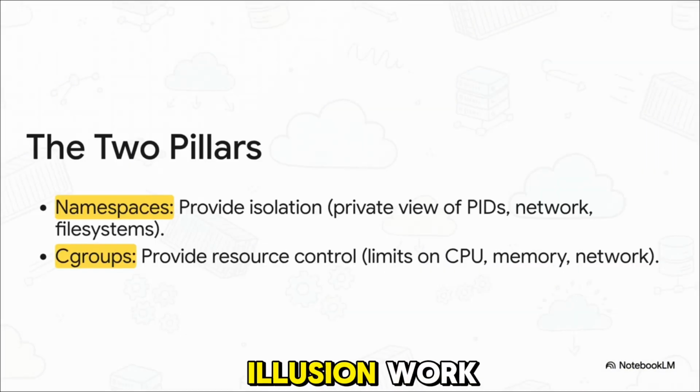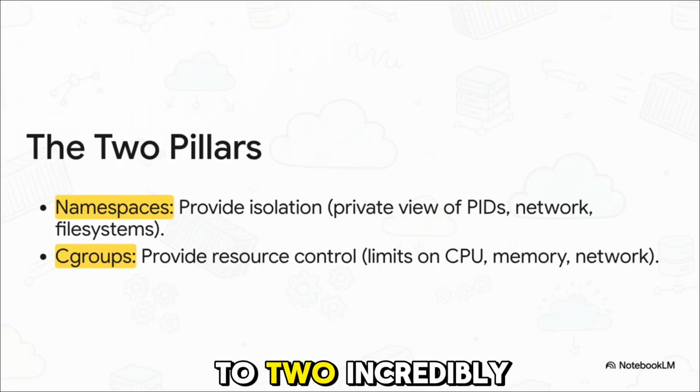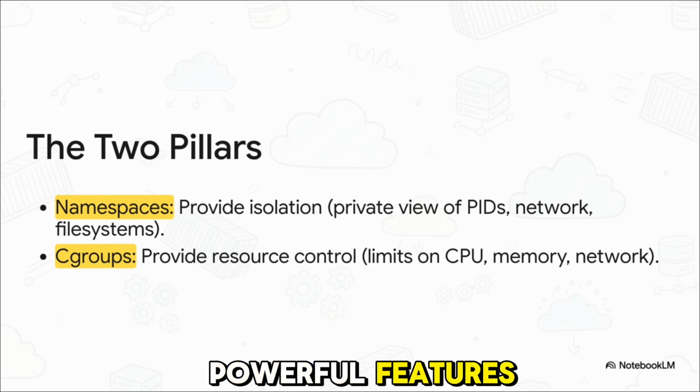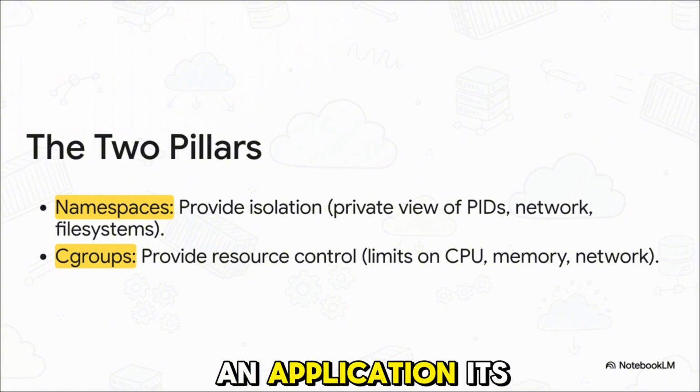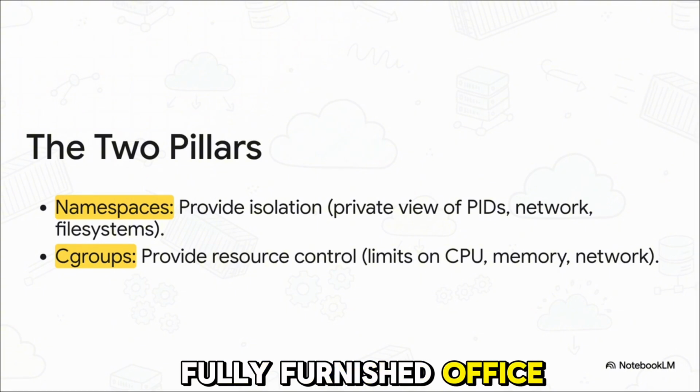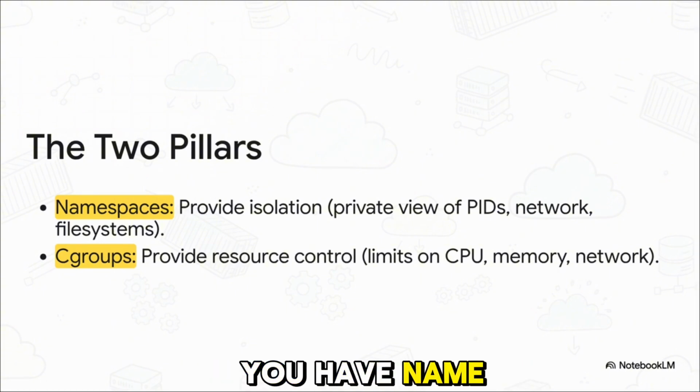So how does this illusion work? It's all thanks to two incredibly powerful features that are baked right into the Linux kernel itself. Let's stick with an analogy. Imagine you're giving an application its own private, fully furnished office. First up, you have namespaces. These are the walls, the door, the windows.